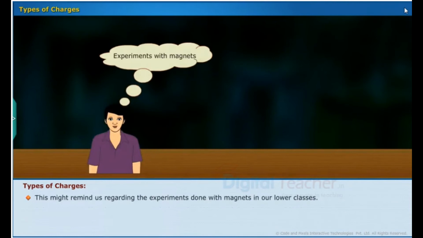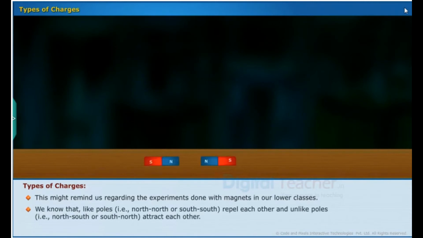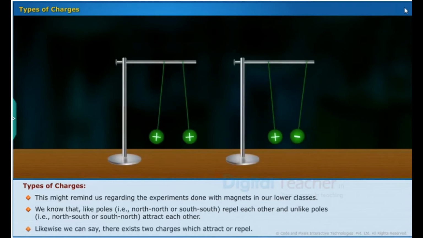This might remind us of the experiments done with magnets in our lower classes. We know that like poles, that is, north and north or south and south, repel each other, and unlike poles, that is, north-south or south-north, attract each other. Likewise, we can say that there exist two charges which attract or repel.